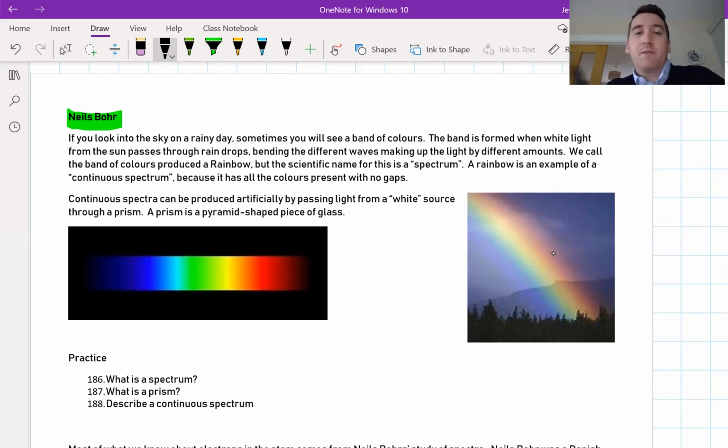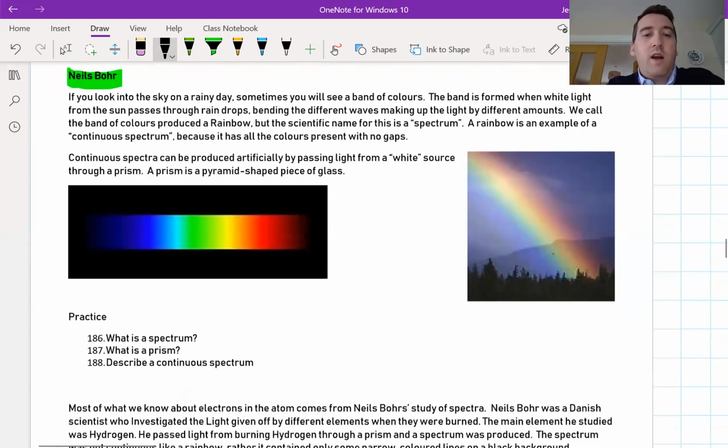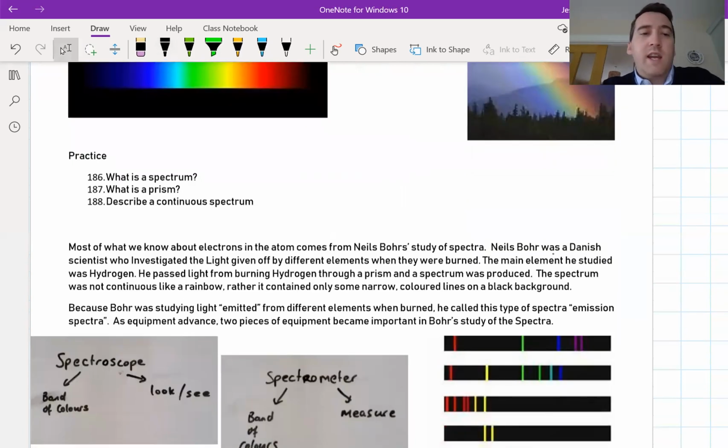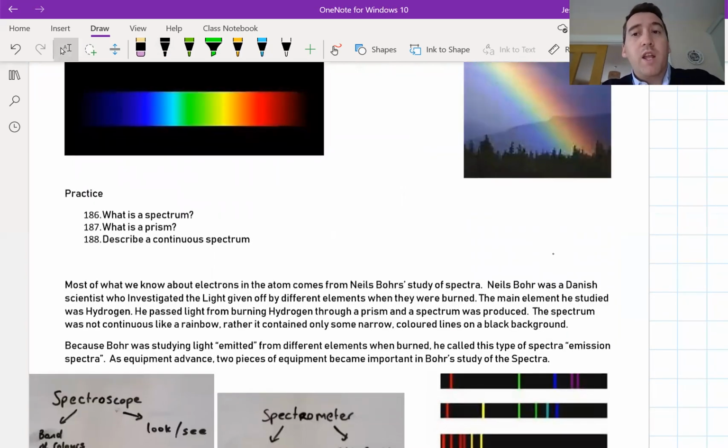That's really important, no gaps. That's a continuous spectrum. So now we can jump into Niels Bohr. Who was he? Most of what we know about the electrons in an atom, how they're arranged, comes from Niels Bohr's study of spectra.